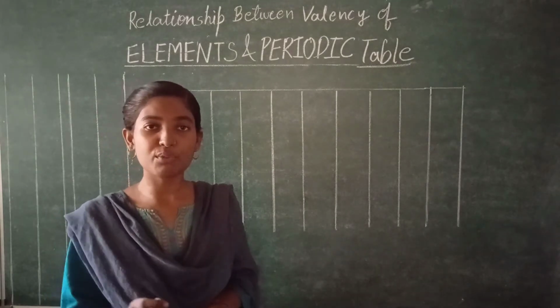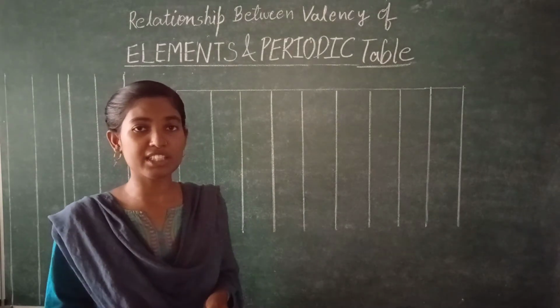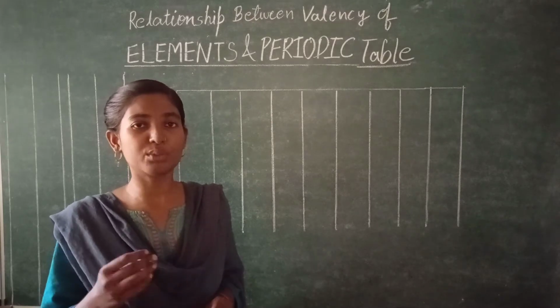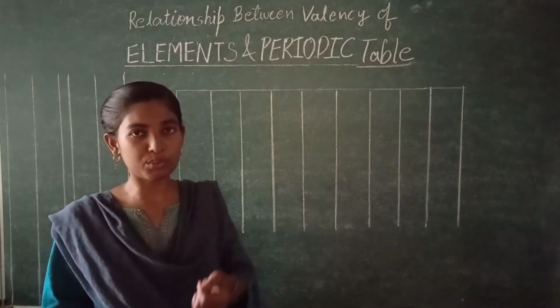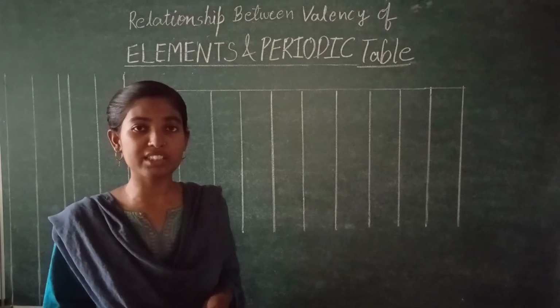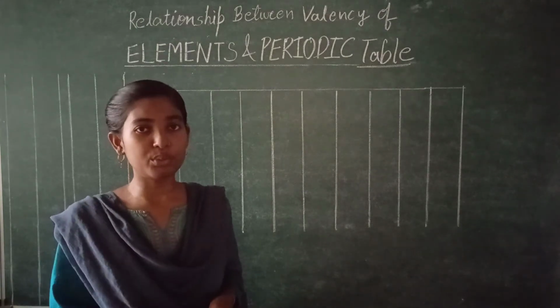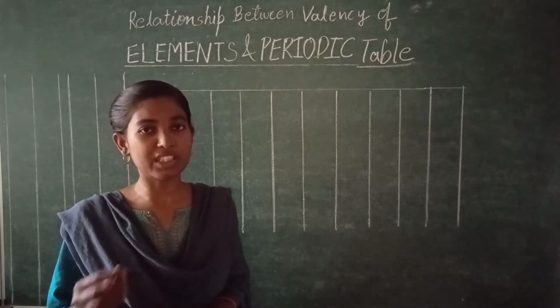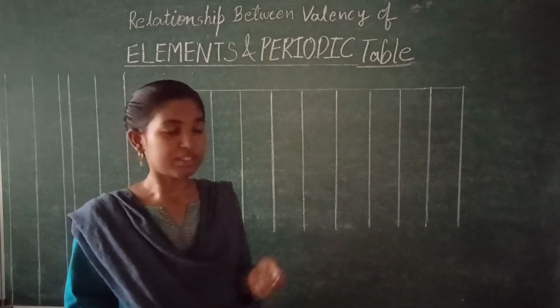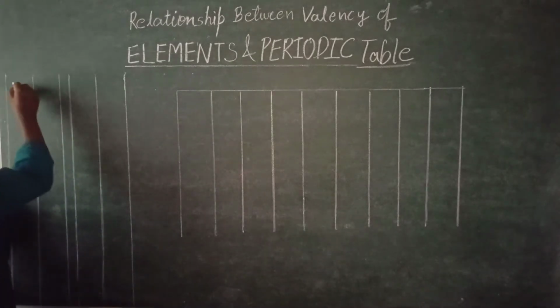So first of all we will write down the valencies of all the elements from 1 to 20. Many valencies you know but a few you don't know. So the valencies from 1 to 20 should be known to you. Today we will see what they are. Let us see the first element.